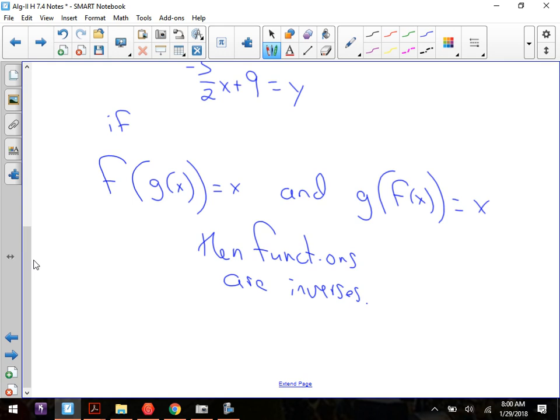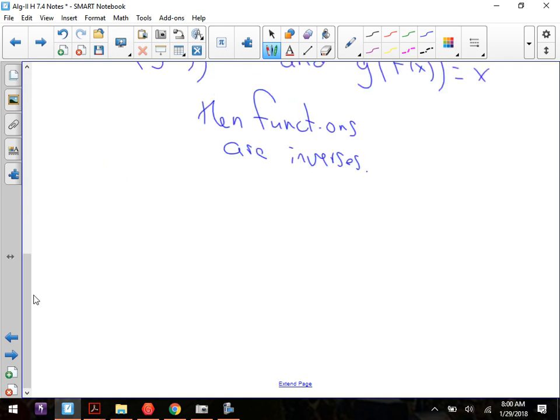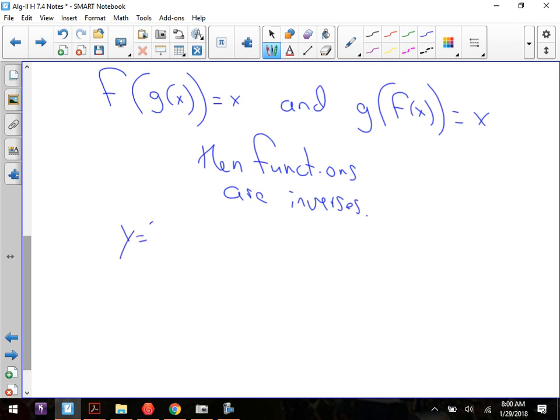So if I go back to the very first one we did, because that was the easiest, what was the first equation we did? Y equals 2x minus 4, and then we said the inverse of that was y equals (x plus 4) over 2. So if I call this one f of x, and I call this one g of x, just for hoops and giggles.